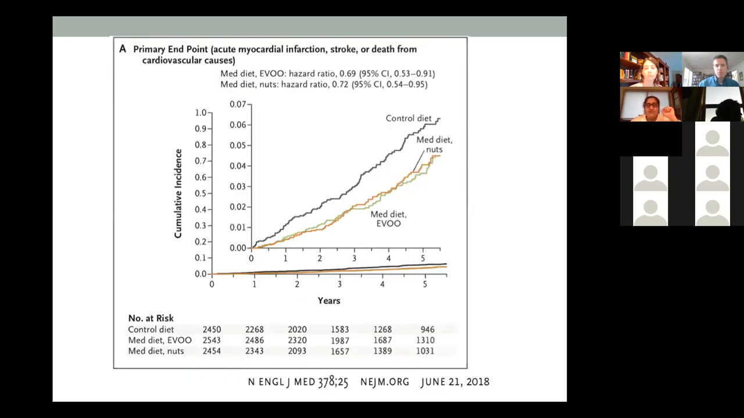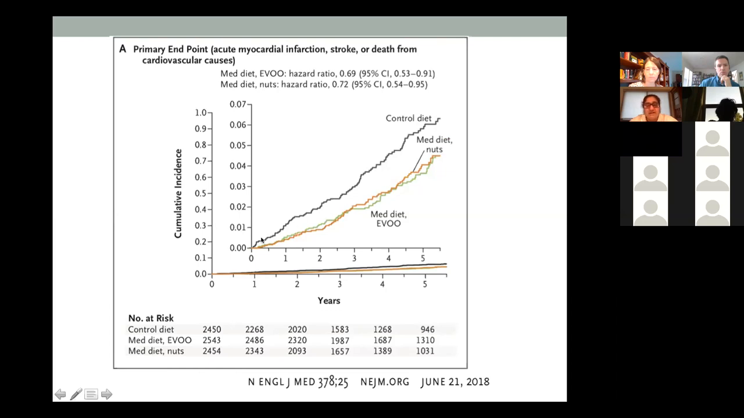So here's the data. This is from 2018, reanalyzed data. Let's look at the y-axis. This is the cumulative risk of cardiovascular disease. And the outcome, of course, is either a history of heart attack, stroke, or death from cardiovascular causes. The black line is those that were just on the control diet. The red line is those that were on Mediterranean diet and nuts. The green line is Mediterranean diet and extra virgin olive oil.